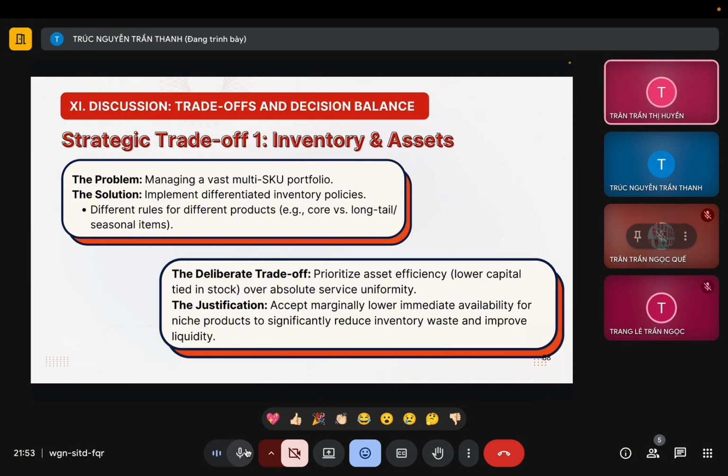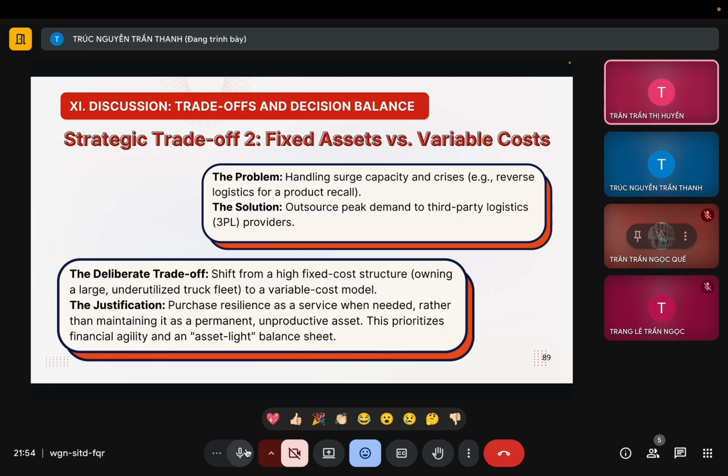So the last section is a discussion of trade-offs and decision balance. As for the first problem, our solution is to implement differentiated inventory policies. And this trade-off means that we prioritize asset efficiency over absolute service uniformity. The second trade-off is between fixed assets and variable costs. For managing fixed assets like trucks, especially during a crisis, our solution is to outsource peak demand to third-party partners. And this trade-off means that we shift from a high fixed cost structure to a variable cost model.